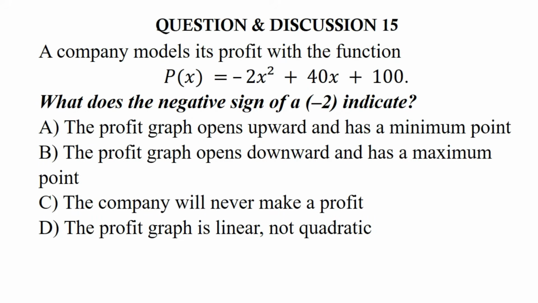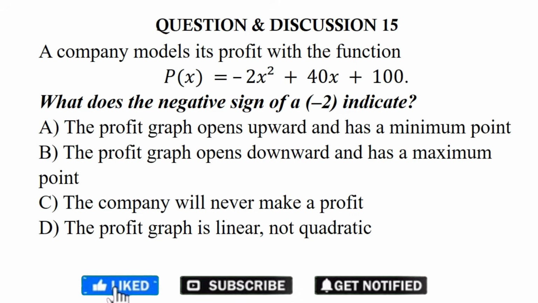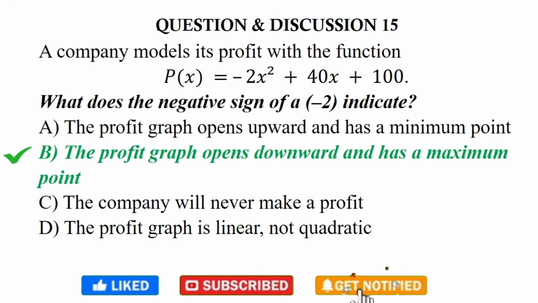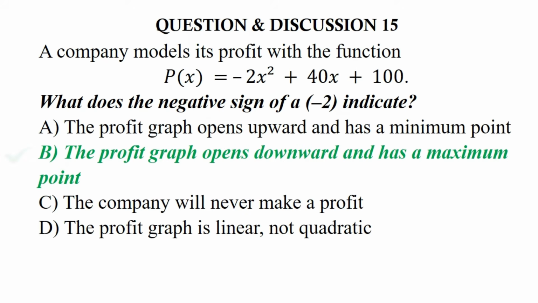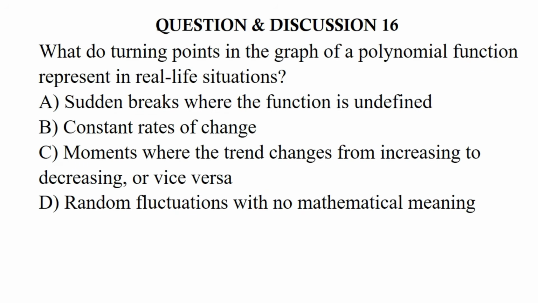The profit function given is quadratic. P of x equals minus 2x² plus 40x plus 100. In quadratic functions, the coefficient of x², called a, determines whether the parabola opens upward or downward. If a is greater than 0, the graph is U-shaped and has a minimum point. If a is less than 0, the graph is an inverted U-shape, meaning it opens downward and has a maximum point. Here, since a equals minus 2, which is negative, the curve opens downward. This tells us that the company's profit will increase up to a certain level, the vertex, but cannot grow indefinitely. Instead, it reaches a maximum profit point.